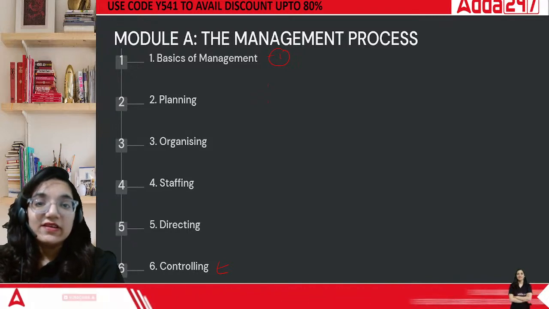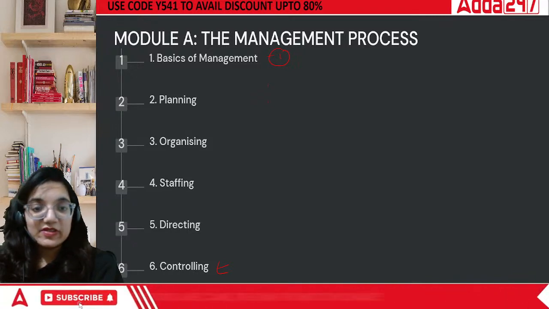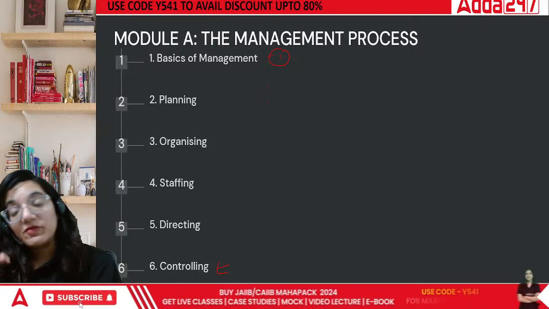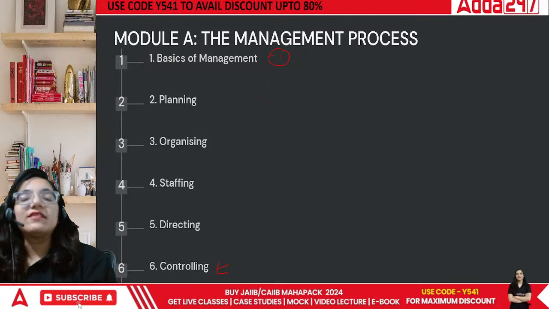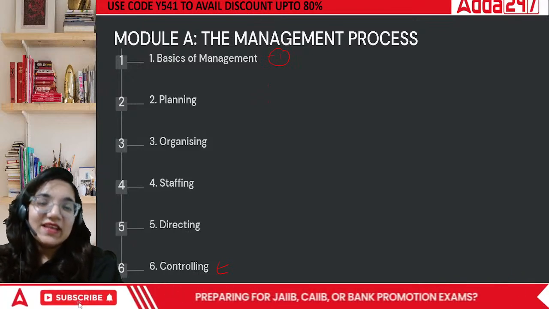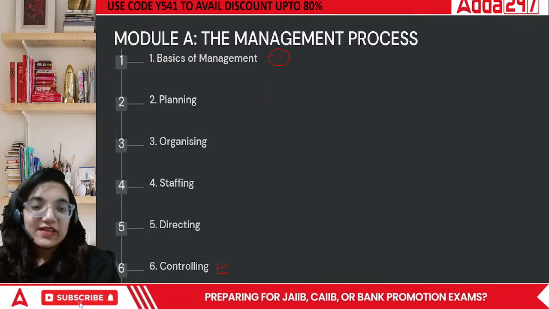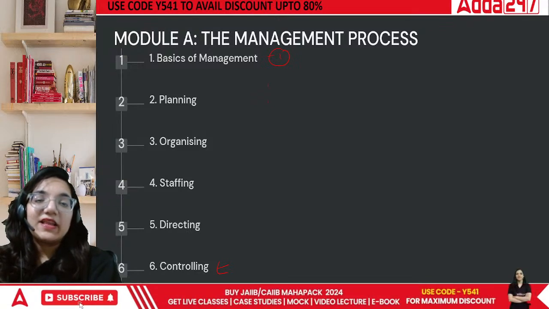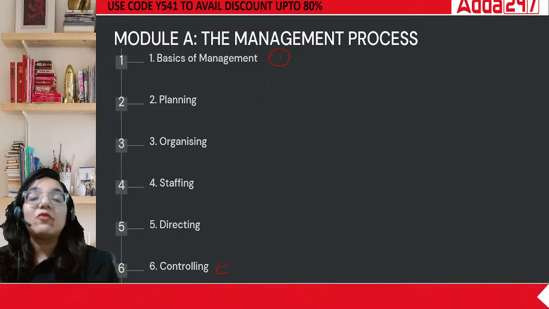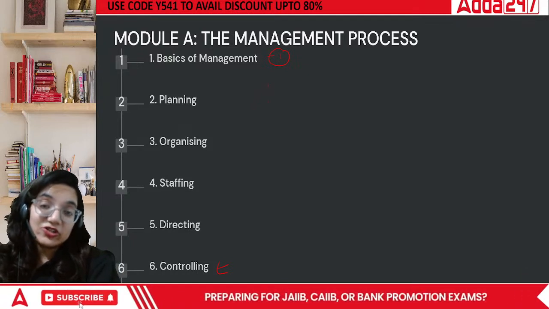What are these? Isn't this the same as I keep this particular pen tab in a specific area? This is household management. From the household management, the entire management in terms of the corporate world came in. That's part of the basics of management. Then the next part is planning, organizing, staffing, directing, and controlling. They are the five important steps in terms of functions of management.